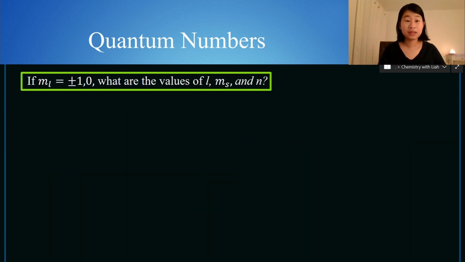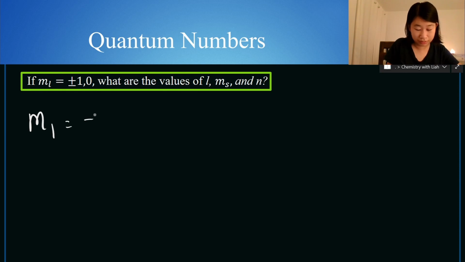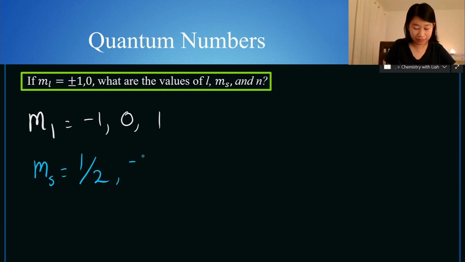So if m sub L is equal to negative 1, 0, and positive 1, what are the values of L, m sub s, and n? Alright, so here we're going to go backwards a little bit. We know that m sub L equals negative 1, 0, and 1. Now, because there are only 2 possible values for m sub s, let's find this one. We know that's going to be positive 1/2 and negative 1/2.